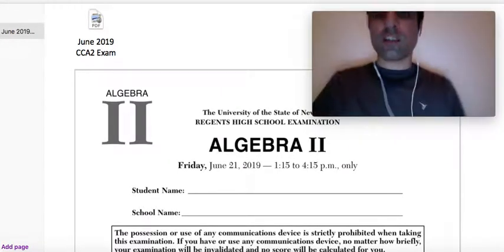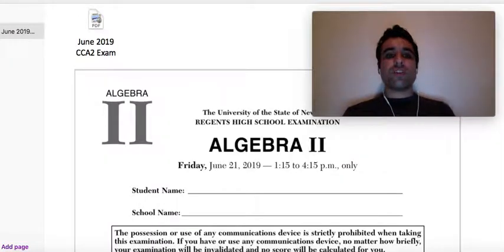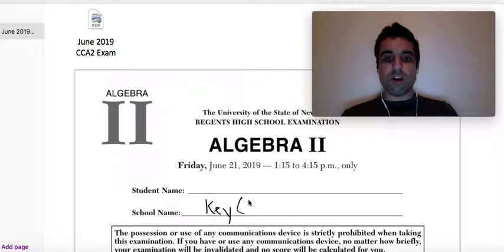I'm slouching again. I'm here to go over the final question in the June 2019 Common Core Algebra 2 exam. So this is number 37, our part 4, 6-point question from the June 2019 Common Core Algebra 2 exam.